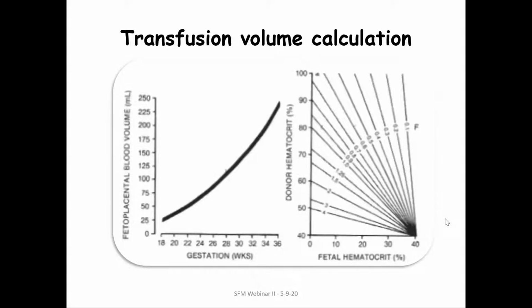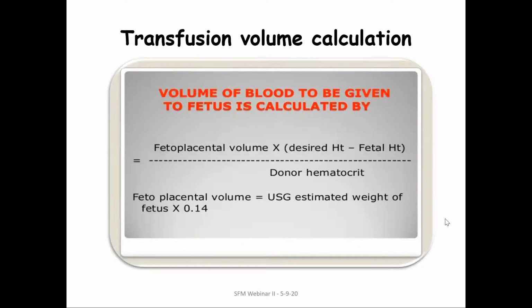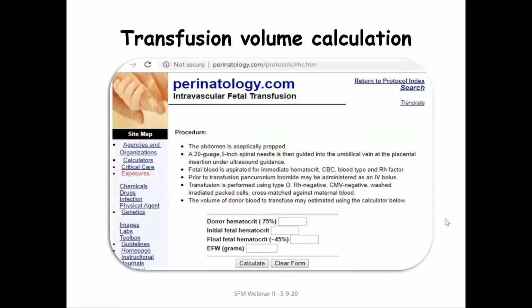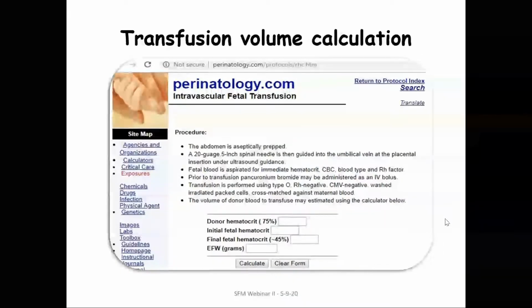Now, there are several methods by which you can calculate the amount of blood that needs to be transfused. There are people who use Mary's chart or the transfusion coefficients. There are some people who use a formula for calculating the volume of blood. Or, as I said before, there are calculators for MCA-PSV measurements that are freely and widely available on the internet, which will tell you, if you key in the hematocrit of the donor, the fetal hematocrit, and the estimated fetal weight, exactly how much blood needs to be transfused.